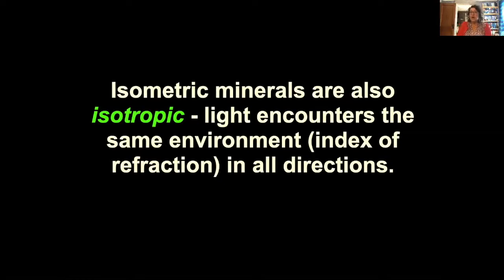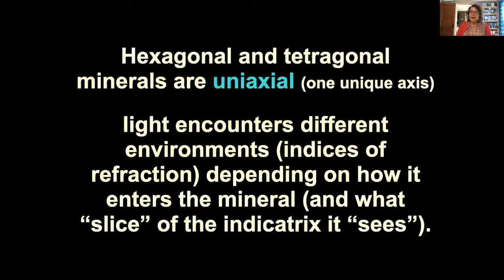Isometric minerals are also what we call isotropic when we're talking about how light behaves. Light encounters the same environment or the same index of refraction, no matter how it enters the mineral. Okay, so in all directions. Hexagonal and tetragonal minerals are uniaxial, and light encounters different environments or different indices of refraction depending on how it enters the mineral and what slice of the indicatrix it encounters.